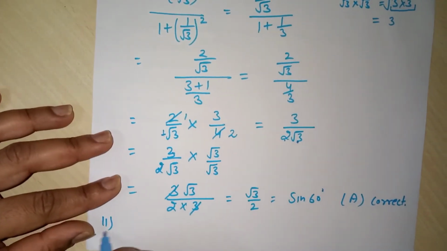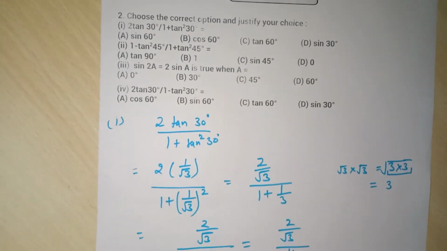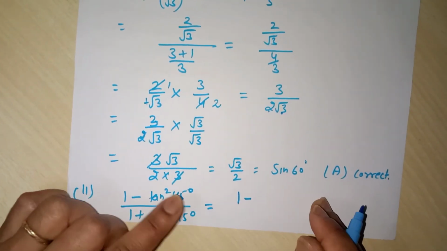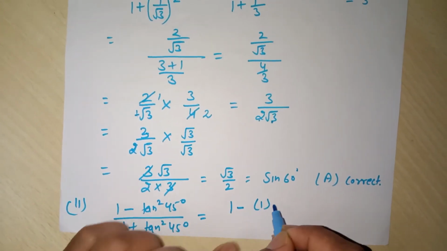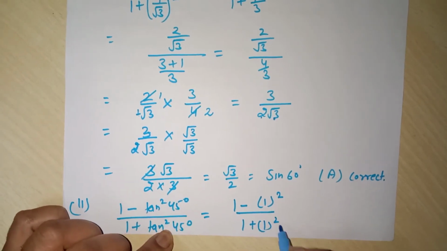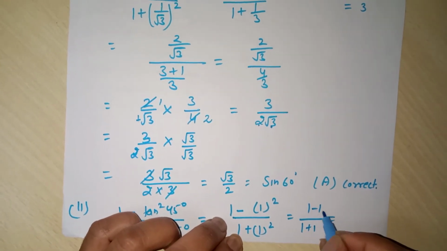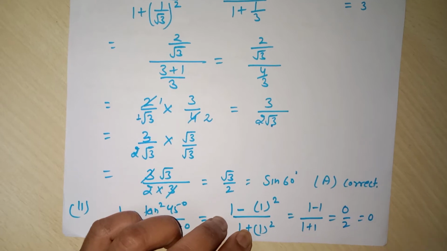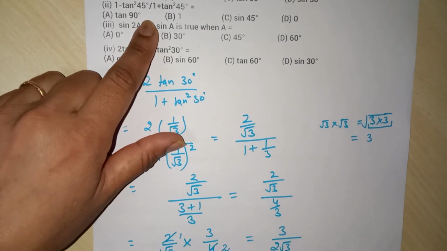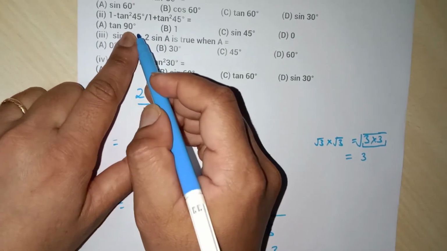Now let's do the second part. Second part is 1 minus tangent square 45 degree divided by 1 plus tangent square 45 degree, and we know that the value of tangent 45 is equal to 1. Here we write 1 and square it. 1 plus square of 1. Now 1 square is equal to again 1. Here 1 plus 1. 1 minus 1 is 0. 0 by 2 is equal to 0. Now see at which angle the value of the trigonometric ratio is 0. Here tangent 90 degree.